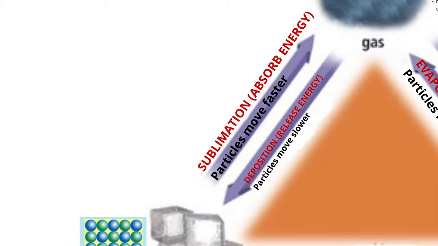The particles, which were rigid in the solid, begin to move extremely fast in the gaseous phase because it's absorbing energy. Now, the opposite of that is called deposition. That is when you have a gas and the particles in the gas, which are moving fast, release energy to the point where they slow down so much that they stop moving, becoming a solid. So when a gas releases energy, it can undergo the process of deposition, going from a gas to a solid.